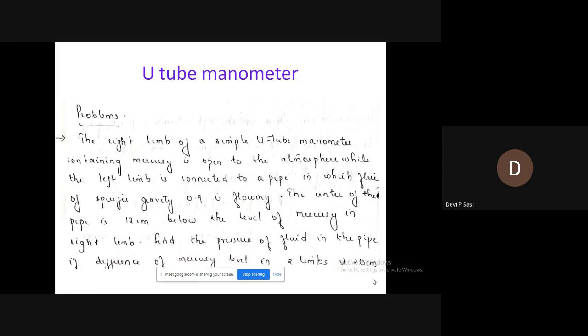So the question is given but the figure is not given. So we have to sketch the figure from the given data. Okay, you have to draw the figure from the given data. So let's see.